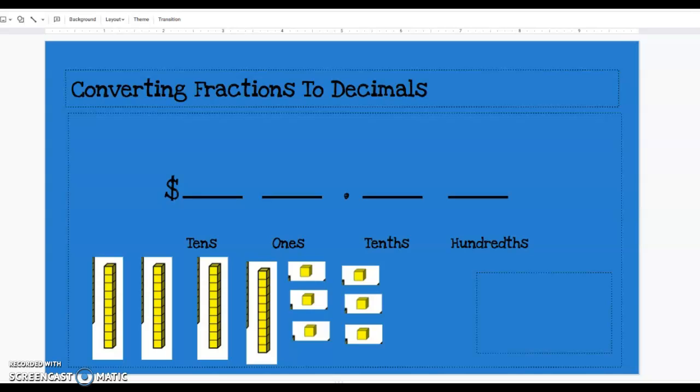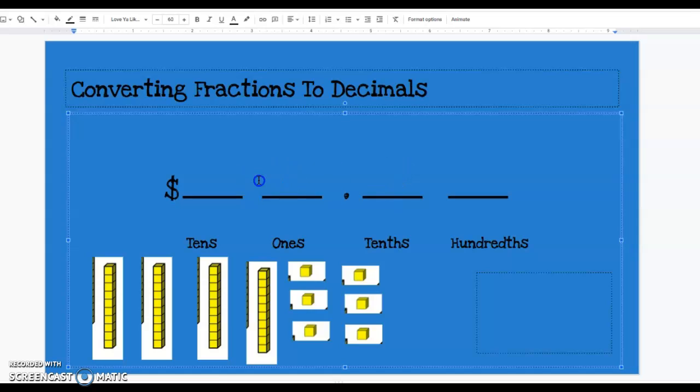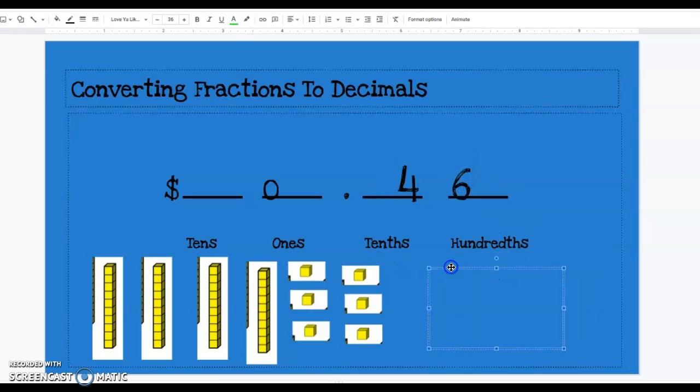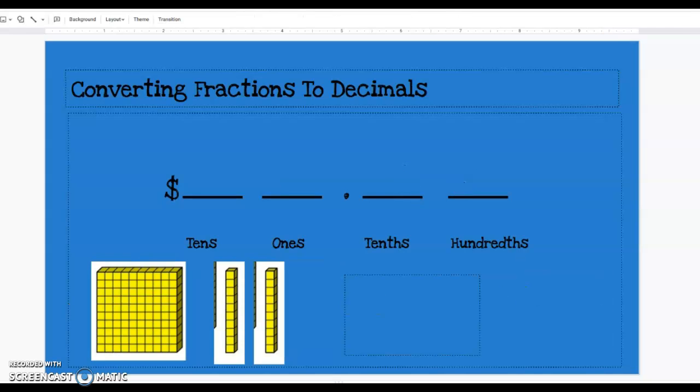All right, let's go over this one together. So I see that I have 4 rods, so I know that means I don't have any wholes, but I do have 4/10 and 6/100. So it looks like I have 46/100. Okay, so when I represent that as a fraction, I know that 0.46 is equal to 46/100. Awesome job. Let's try one more together.